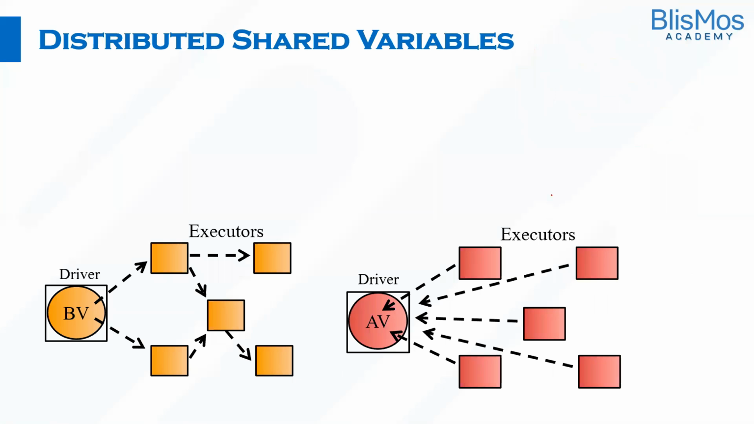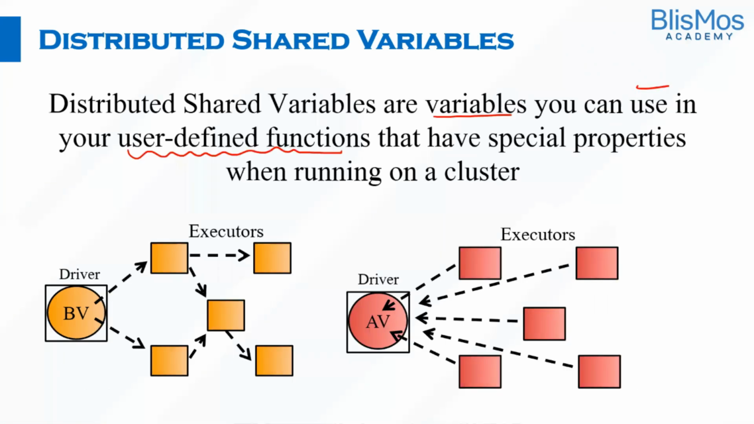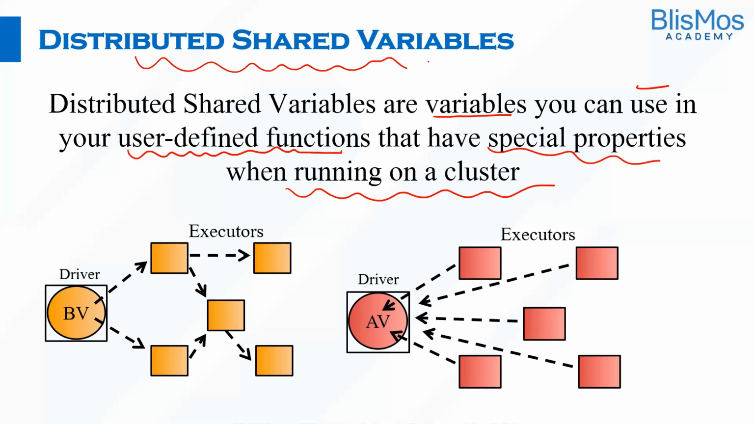By the way, what are distributed shared variables? Distributed shared variables are variables you can use in any of the user defined functions you define as a part of your Spark application code. They have special properties when running on a cluster. When you run Spark code, all of that may not have special properties, but these have special properties when you run on a cluster. What are those special properties? We'll discover as and when we move forward.